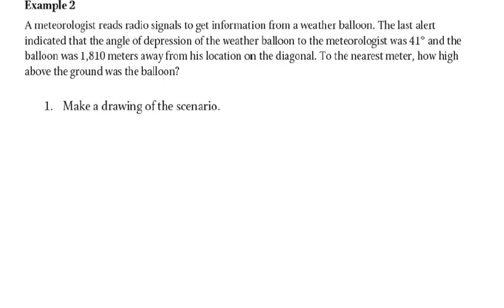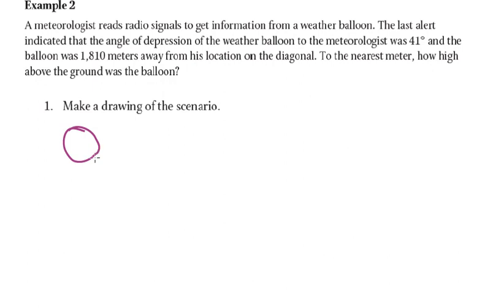All right, so in this question, it tells us that a meteorologist is reading a radio signal from a weather balloon. So we're going to have some sort of balloon up here. I'm just going to draw a circle. That's my balloon, because that's what I want my balloon to look like. So I've got my weather balloon up here. Information's coming from here. It says the last alert indicated that the angle of depression of the weather balloon to the meteorologist was 41 degrees, and that the balloon was 1,810 meters away from its location on the diagonal.